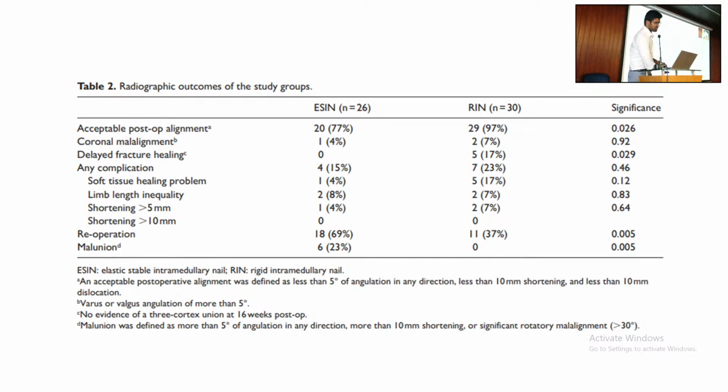Acceptable post-operative alignment is more in rigid nails compared with elastic nails. Delayed fracture healing was seen more in rigid nails, and it was 5. And the reoperation rate is more in elastic nails, and it was 18 compared with rigid nails. Why limb length inequality? 8% in ESIN. This is 2%.